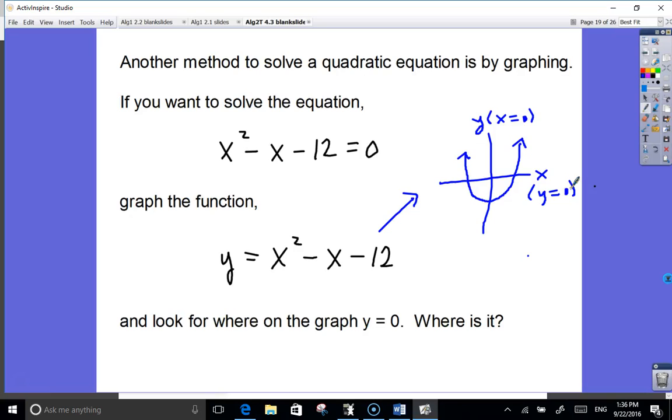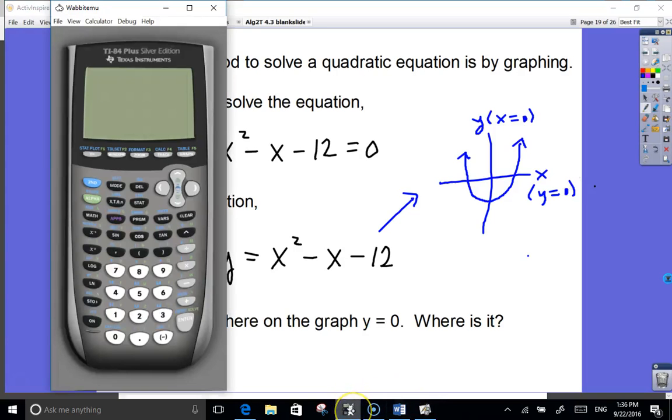Find the x-intercepts, and you're done. Now, we can do it with this one if you want to just see how that works. Go to your calculator and put in here x squared minus x minus 12.